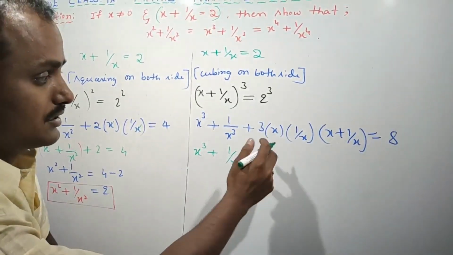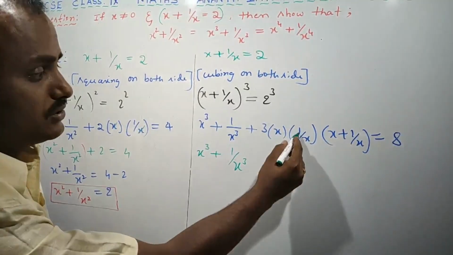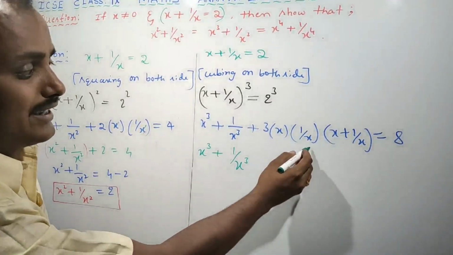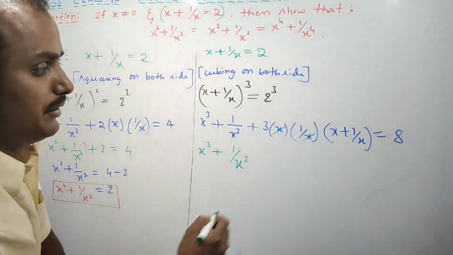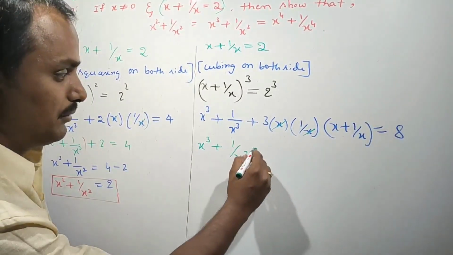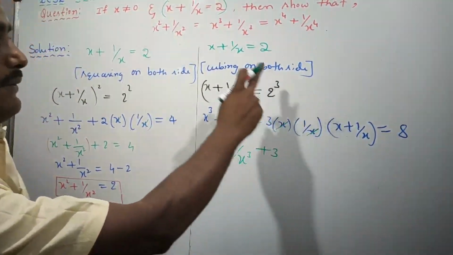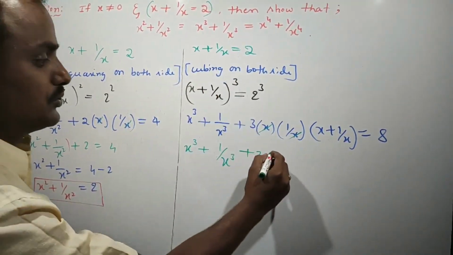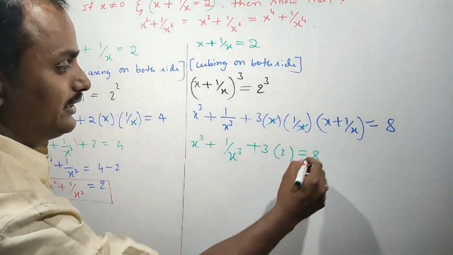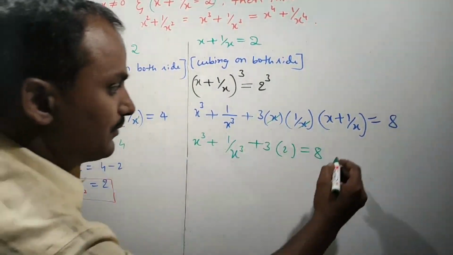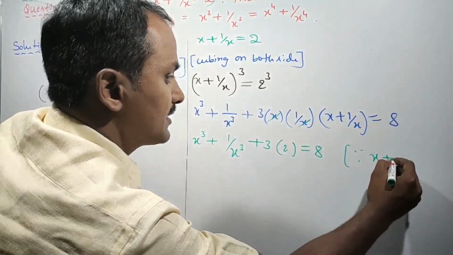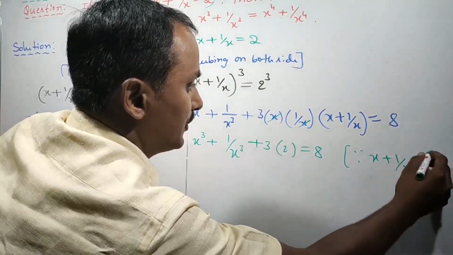But here simplification is there. See, 3 into x into 1 in the numerator, and x in the denominator. The numerator x and denominator x cancel. Understand? Plus 3 as it is. Instead of x plus 1 upon x, I will substitute the value, which is equal to 2, children. That is equal to 8. Understand? See, I substituted the value of x plus 1 upon x here, I substituted 2 only.